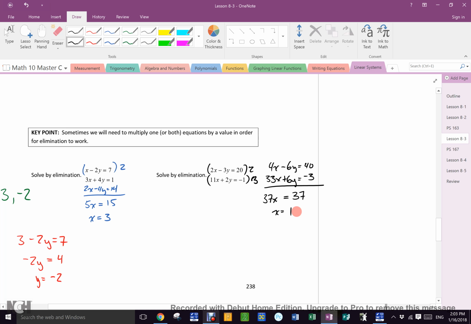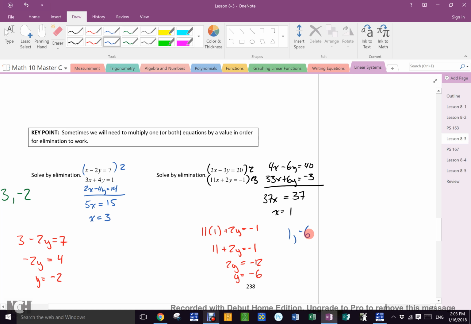What do I do now? Plug it in where? Any x I see. I'm going to do the bottom x. 11 times 1 plus 2y equals negative 1. 11 plus 2y equals negative 1. 2y equals what? I got to subtract 11 from both sides, so it's negative 12. And what does y equal? Negative 6. So what's my ordered pair?